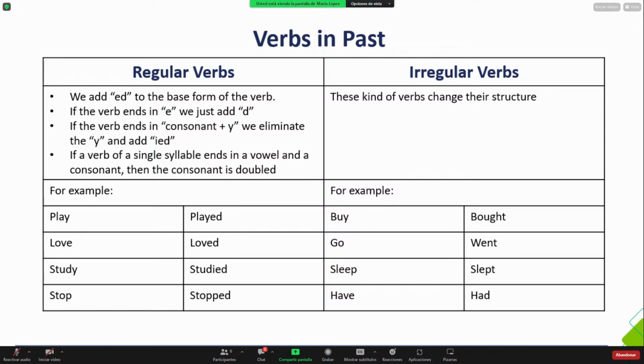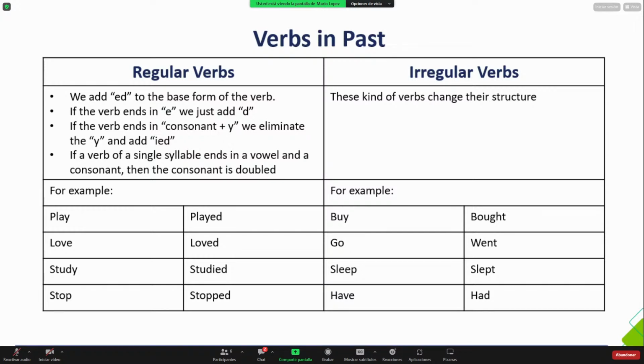For example, in the first example, en el primer ejemplo que tenemos, que es el de play, the verb ends in vowel and y. En ese ejemplo de play, el verbo termina en vocal y. En ese caso, no se elimina la y porque no cumple la regla. La regla es solo si termina en consonante y como en el caso de study. In play, we add ed. It follows the first rule. El play sigue la primera regla.